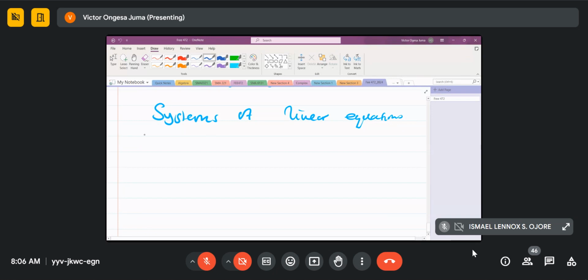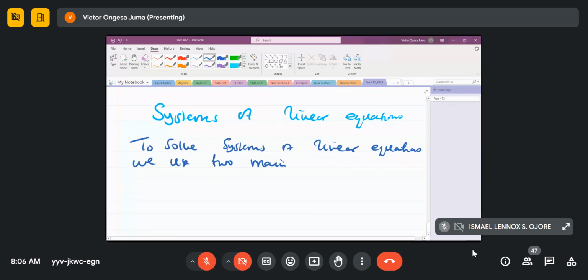But to start off, we can say that to solve a system of linear equations, we use two main methods.